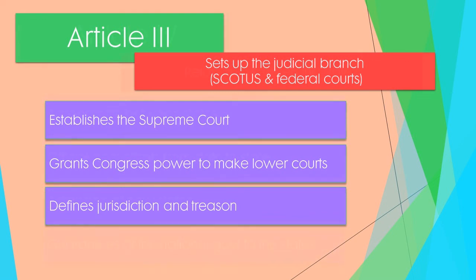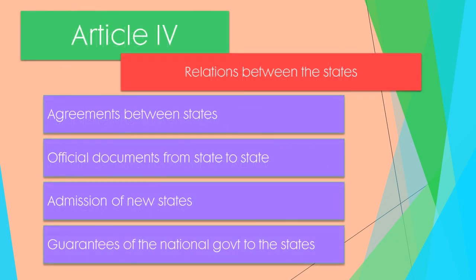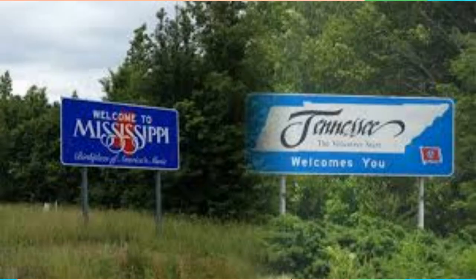So together, Articles 1, 2, and 3 have already set up the whole national government, right? Each one has set up a different branch of government. So we have our legislative branch, our executive branch, and our judicial branch on the national level. What's left in Article 4, this is our relationships between states. And so all Article 4 deals with is what are those things that the states are going to need the national government to help coordinate or possibly enforce.